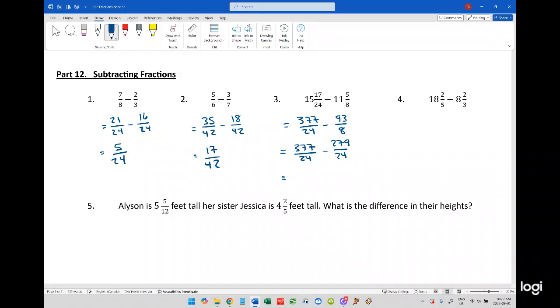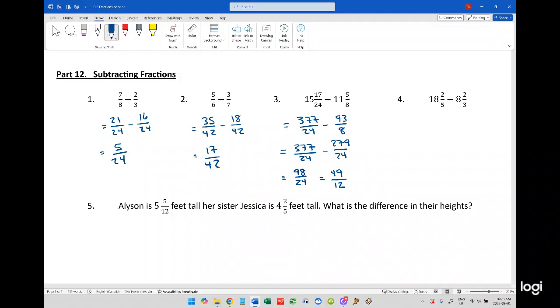And then the subtraction, 377 minus 279 is 98 over 24. I will apologize, I'm going to work across a little bit just because I'm kind of out of room. But I do notice that 98 and 24 are both even, so I can put them into lower terms. That would be 49 over 12. And 49's only divisors are 1, 49, and 7, so I think we're done.